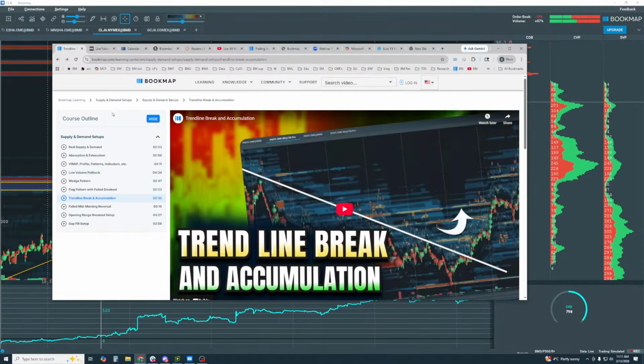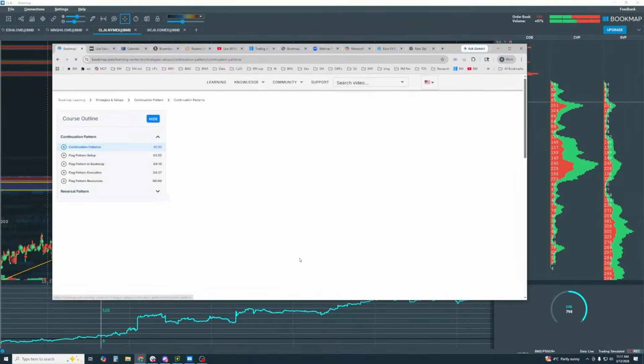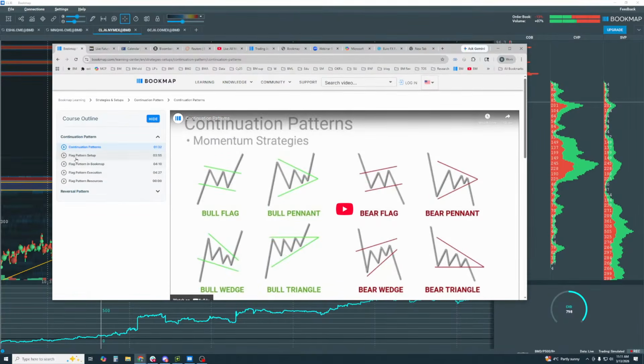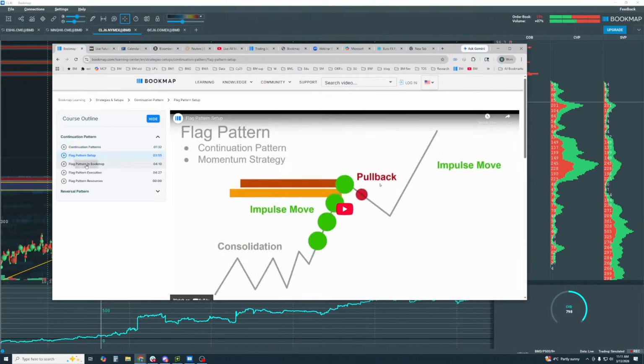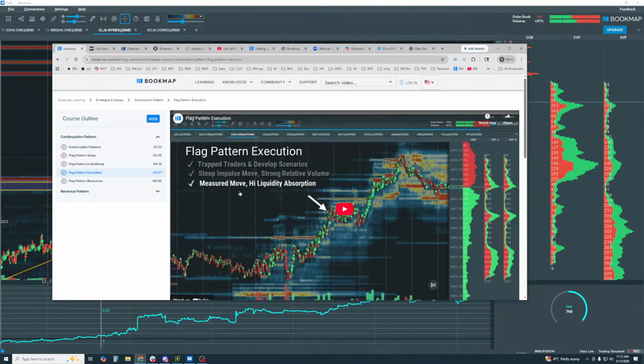However, let's go back to the Learning Center, and then we'll scroll down again and go into strategies and setups in here. Okay, watch the flag pattern in here. These videos in here: flag pattern setup in diagram form, the same in Bookmap, what it looks like in Bookmap, and then we have execution. Now this is a lot more complex, I covered too many steps in here, I think, but it is exactly what we're talking about.